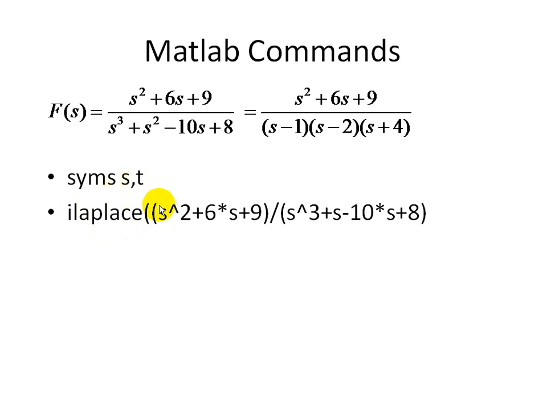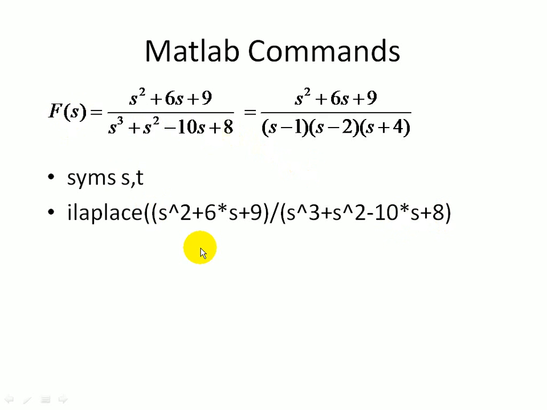And here we just take the function in the numerator and the function in the denominator and express it as follows. So this would be s squared plus 6 times s plus 9, that's our numerator, divided by s cubed, that's here. Then we have s raised to the second power associated with this term, minus 10 times s, with this, then finally plus 8. And that's it. And then we should get back our inverse Laplace transform associated with F of s.